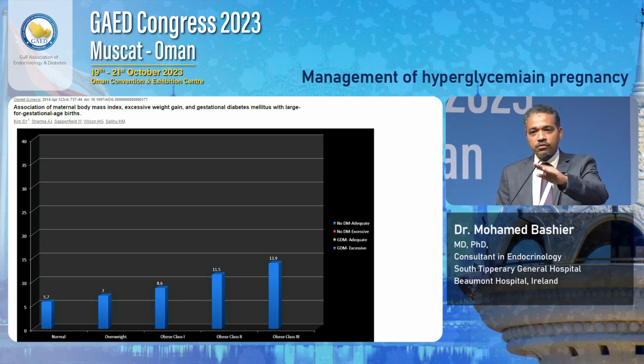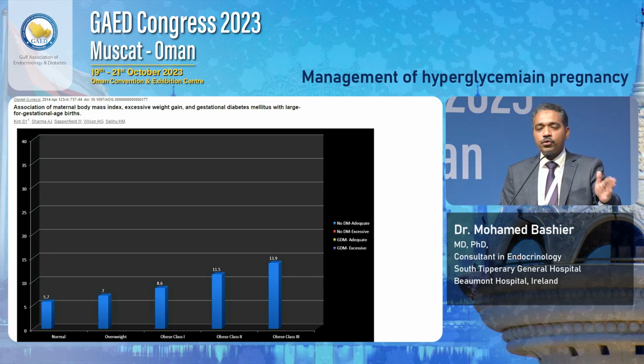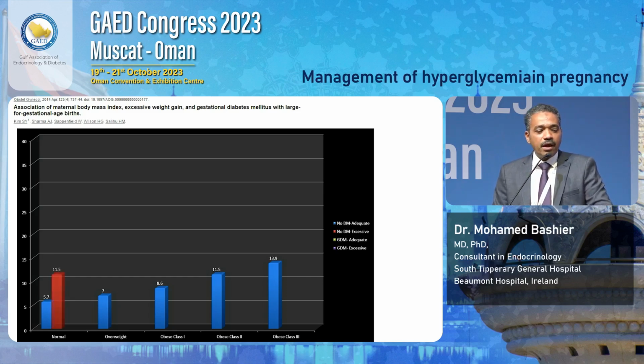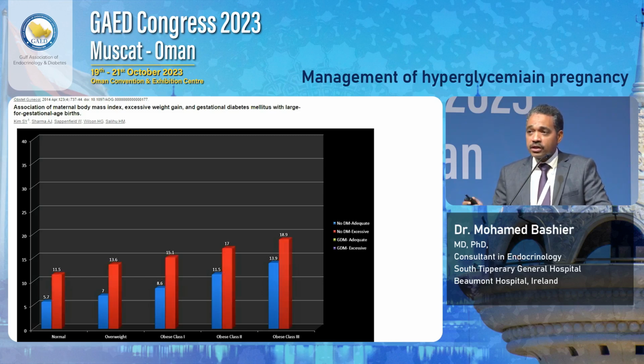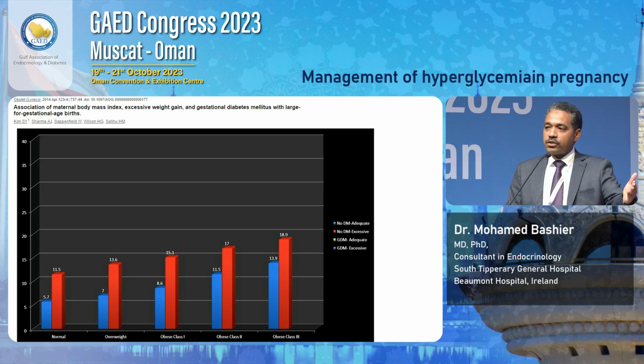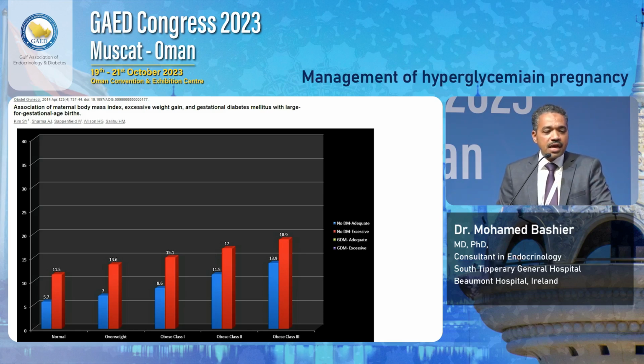And as you can see, the rate of large for date is increased in a dose-dependent fashion. Two risk factors are not there, no diabetes, no excessive gestational weight gain, but we're only talking here about maternal obesity. And now the second red bar are patients who have no diabetes but have excessive gestational weight gain. And you can immediately see that the rate of large for gestational age started immediately to increase across the whole groups, again in a dose-dependent fashion.